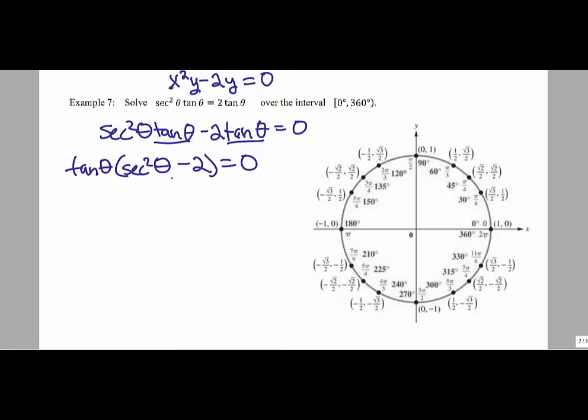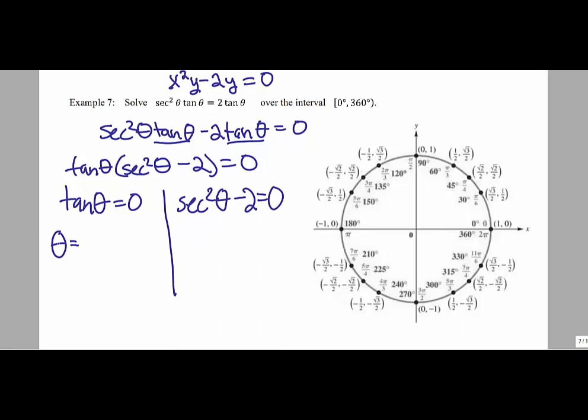Once we have factored as much as we can, we have 2 things multiplied together that gives us 0. We can set each one of these factors individually equal to 0. Now what we see is that we actually have 2 separate equations. Each one of these equations only has 1 trig function, which is what we want. So now we have tangent theta equals 0, and that's basically already solved how we want it to be solved. All we need to do now is to determine what angles describe this.